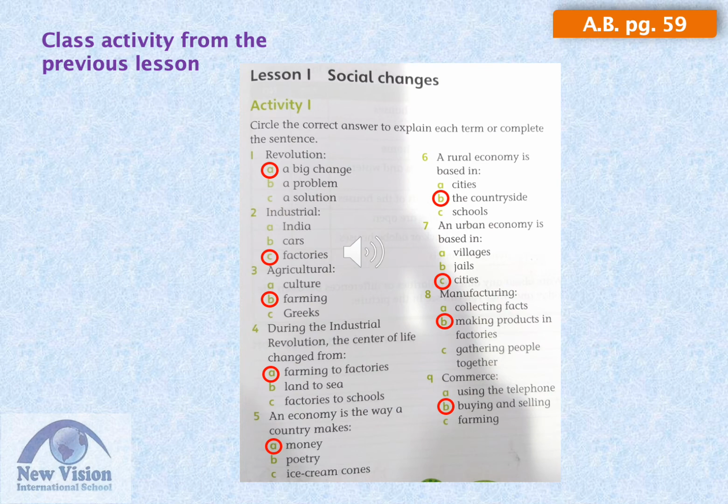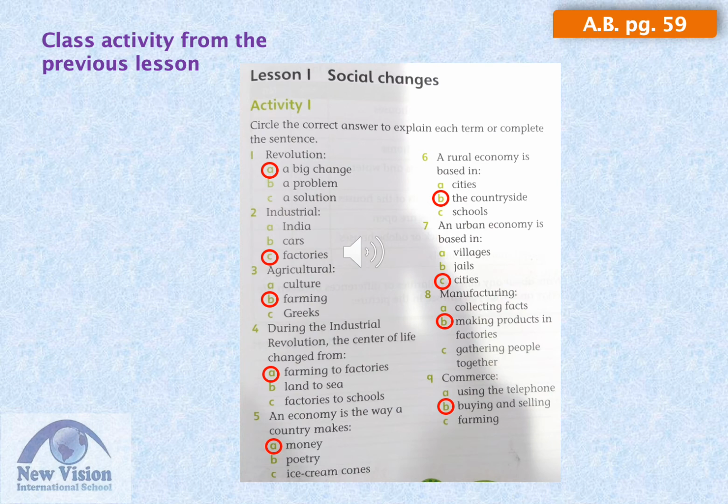Okay, activity 1. So let us read the question again. Circle the correct answer to explain each term or complete the sentence. Number 1, revolution. Option A, a big change. Option B, a problem. Option C, a solution. What is the correct answer? Very good. A big change. Revolution means a big change.